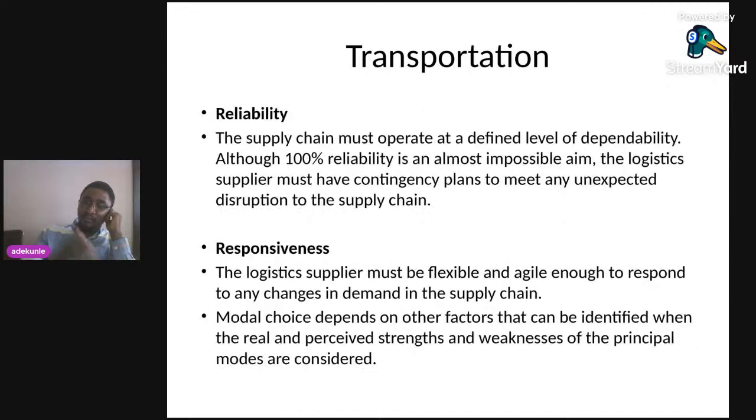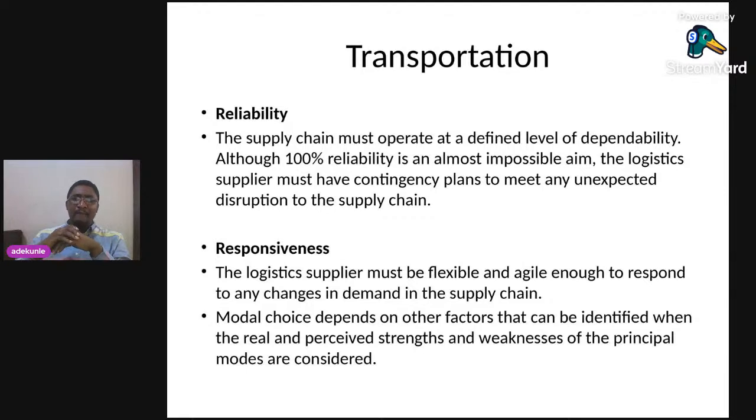And one other one we look at is reliability. That is, the transport system must be dependable, must be reliable. Although we can't guarantee 100% reliability in most cases, of course, it must be reliable. Then you're looking at responsiveness. To the supply chain, the logistics supplier must be flexible enough and agile enough to respond to any change in demand within the supply chain.